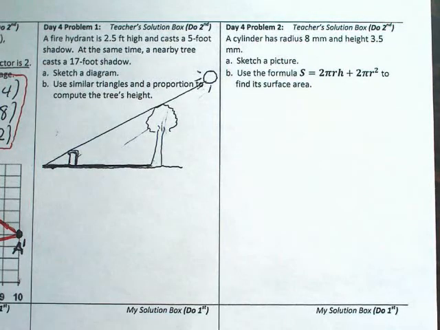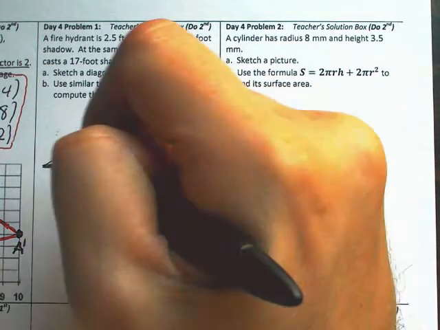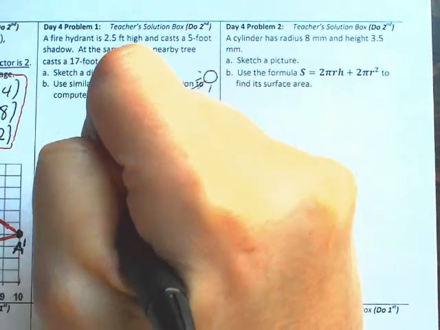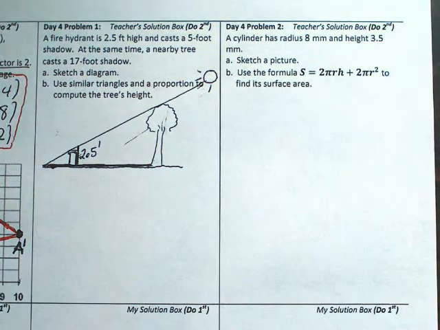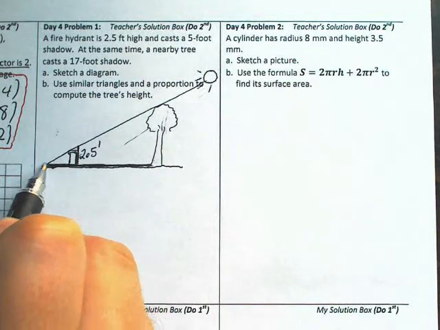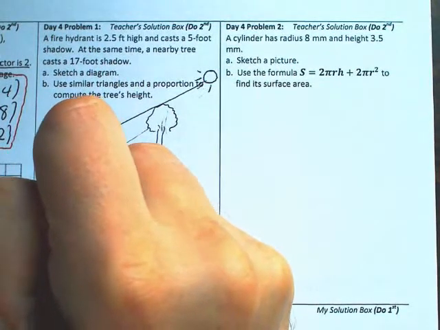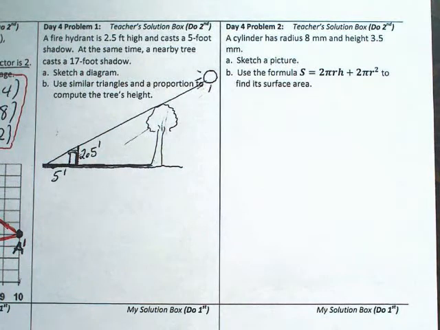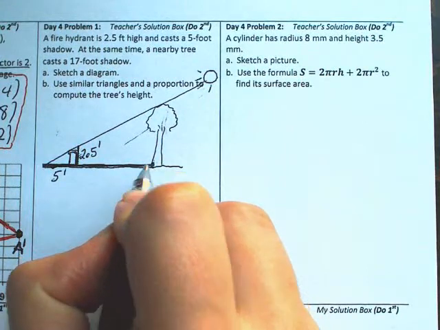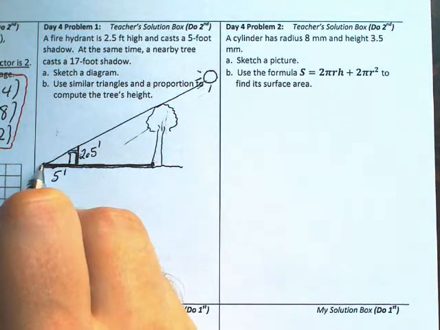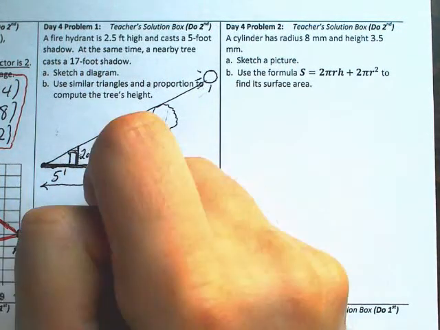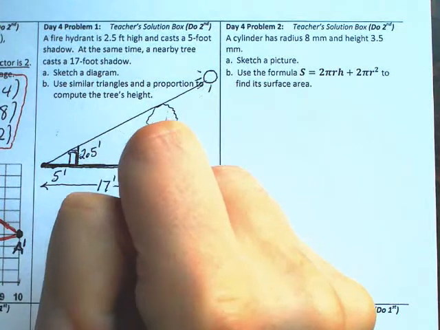So it tells us that the fire hydrant is 2.5 feet high, and so this distance here is 2.5 feet, and it casts a 5-foot shadow. So the distance from here to the fire hydrant is 5 feet. And the tree casts a 17-foot shadow. So from the base of the tree all the way to this spot right here, that entire distance all the way across there is 17 feet.